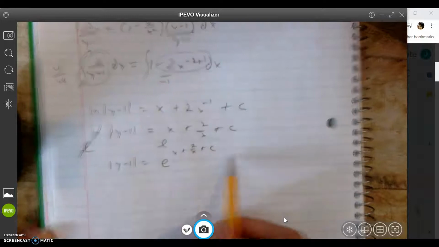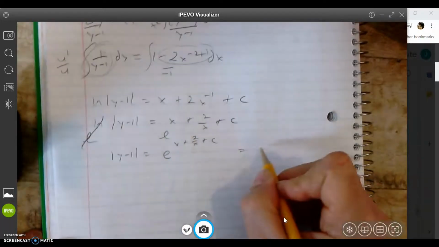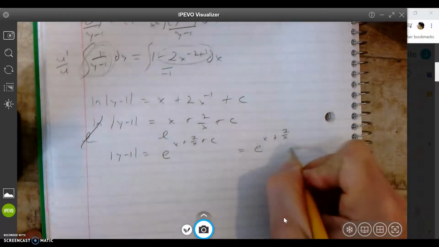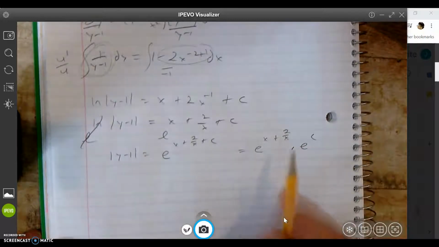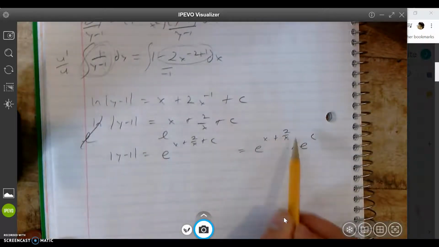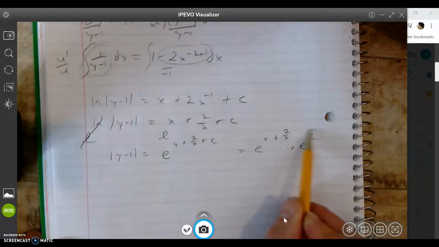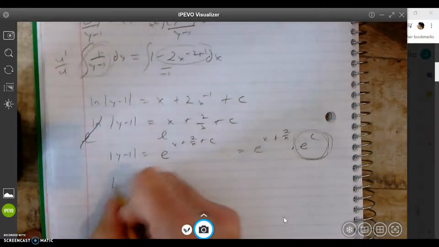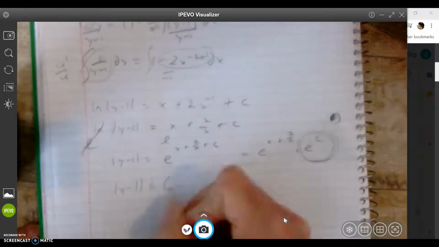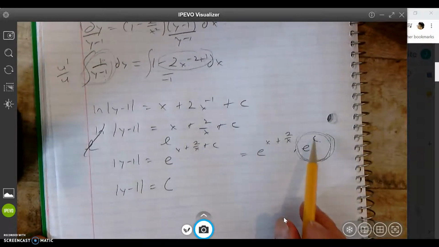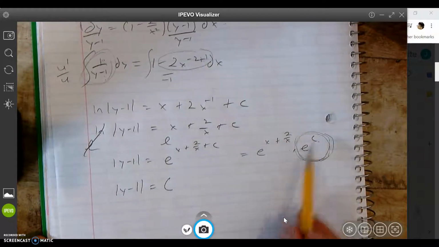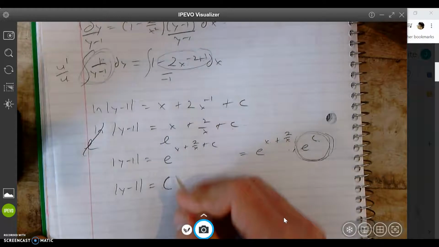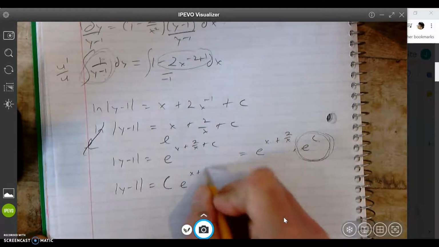So this all becomes an exponent. But we know that this can be written as e to the x plus 2 over x times e to the c. Because this times this is the same base, you just add up all the exponents. And so this is going to be another constant. It's going to be the same constant. And so this is going to be absolute value of y minus 1 equals C. They use a capital C because it's going to be a different number. Like if this were 2, e to the second power is not 2. So it's just a different number. So that's why I have a different capital C here. Same thing: e to the x plus 2 over x.